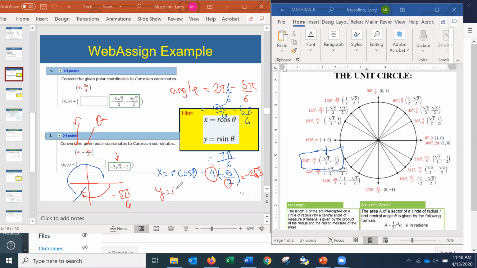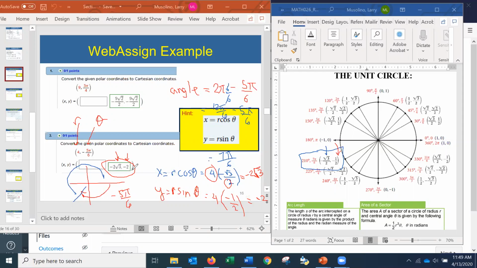Y is r sine theta. All right, so that's going to be 4, and I need the sine of 5 pi over 6. But I could see that sine value is negative 1/2. So 4 times negative 1/2, but that's just negative 2. So the answer here is the xy pair of negative 2 square root of 3 comma negative 2.